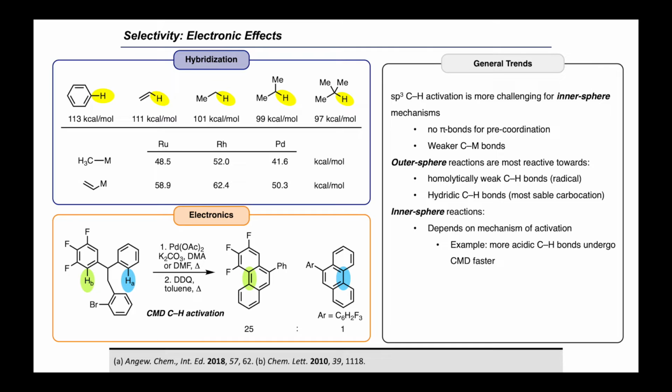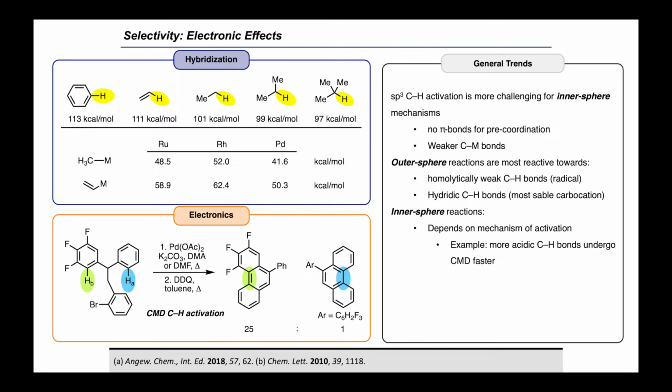Outer sphere mechanisms are generally most reactive towards Csp3-H bonds since they have lower bond dissociation energies than Csp2-H bonds and form more stable radicals after homolytic bond cleavage in the case of radical mechanisms. Conversely, activation of Csp3-H bonds is generally more challenging for inner sphere mechanisms.